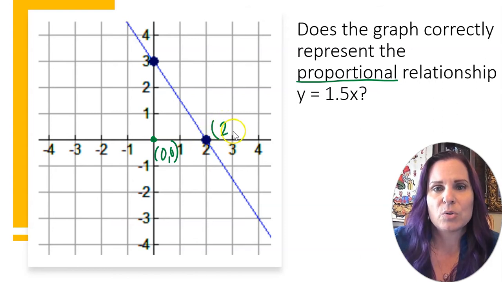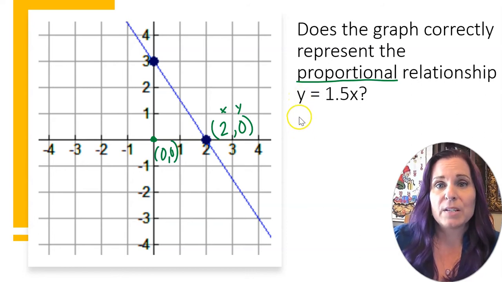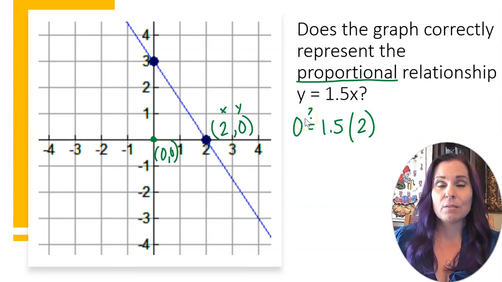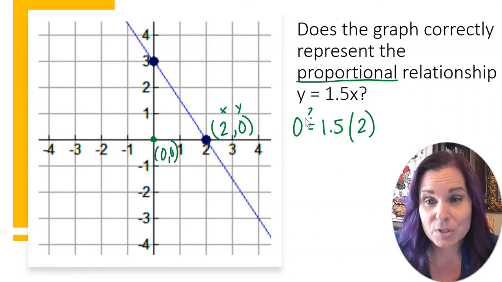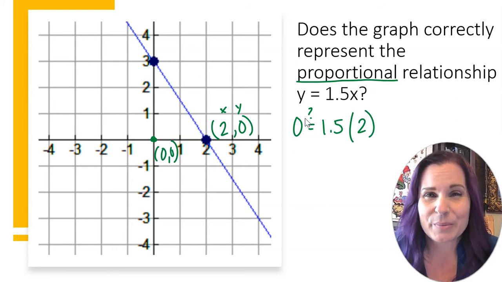This is the point 2, 0. Right? So it has an x value of 2 and a y value of 0. I'm going to put those values into the equation and see if it's true. So if I replace the y with 0 equals 1.5 times, and if I replace the x with 2, does that work? Does 0 equal 1.5 times 2? No. 1.5 times 2 is 3.